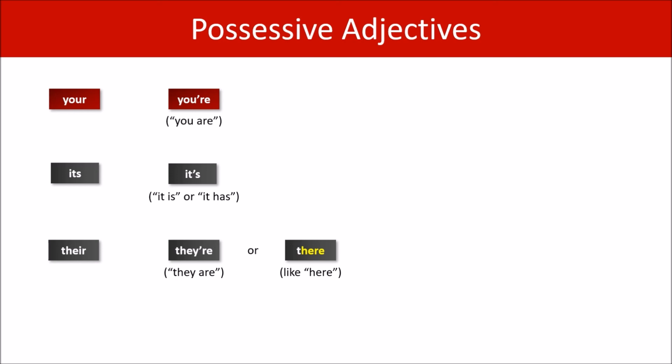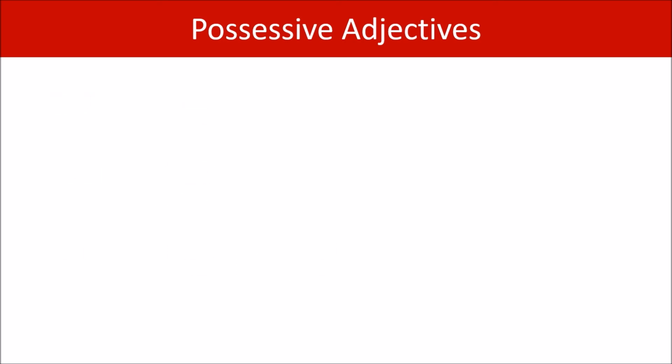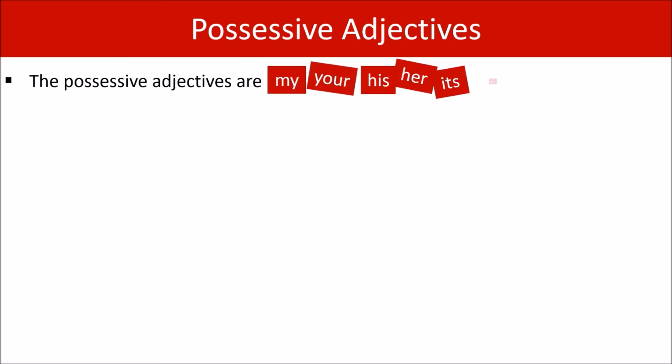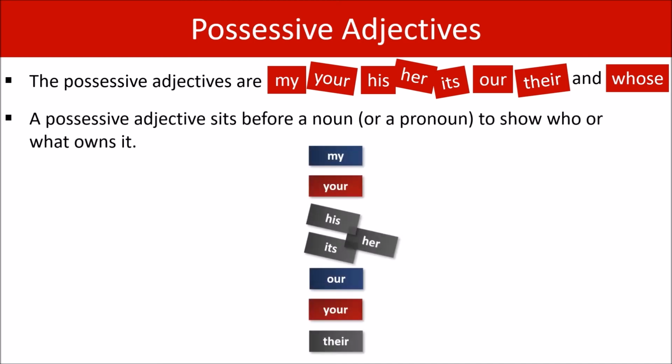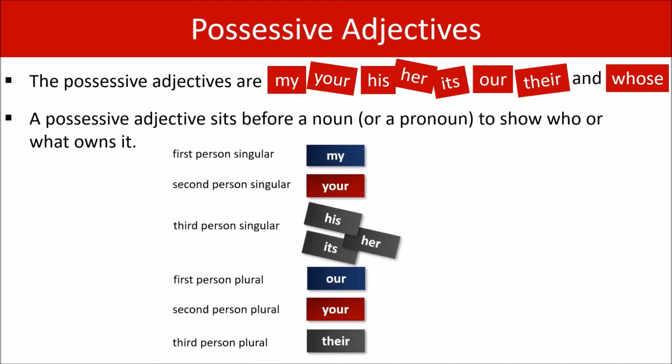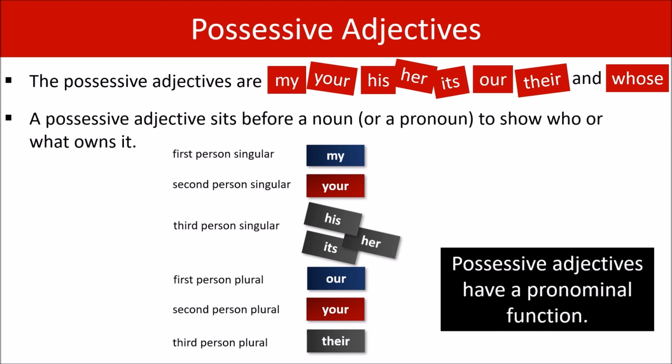I want to leave you with this summarizing slide. The possessive adjectives are my, your, his, her, its, our, their, and whose. A possessive adjective sits before a noun or a pronoun to show who or what owns it. And remember, this is the terminology used to describe them. Remember also that possessive adjectives have a pronominal function, and this is one of the main reasons why some grammarians insist they're called possessive determiners.